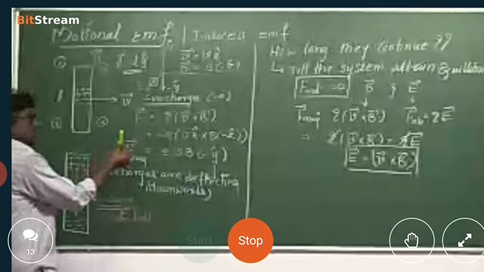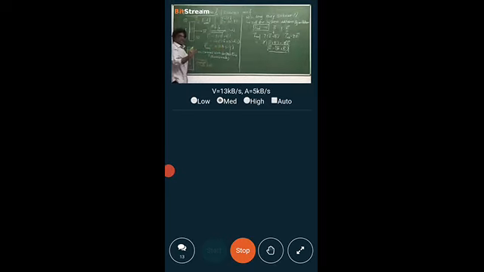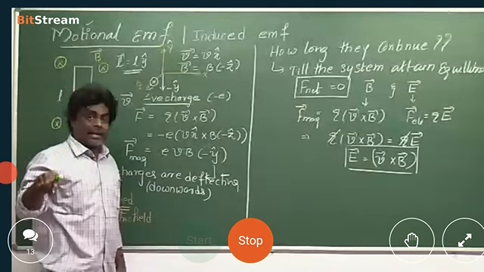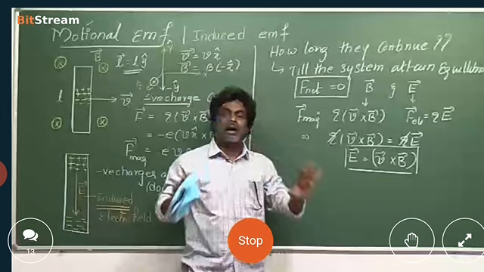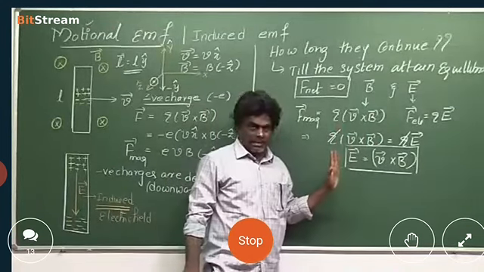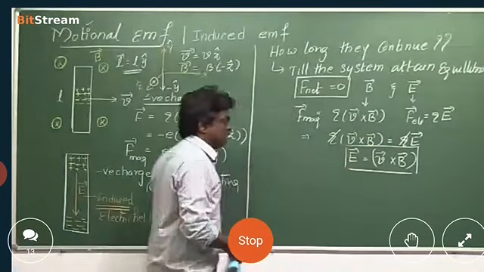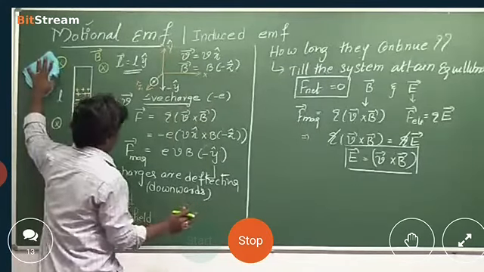So, a conductor is moving with velocity v in the presence of a magnetic field. The charges are separating. This process continues till the system attains equilibrium. What is the meaning of equilibrium? Net force is zero or force is balanced. There are two forces. One is magnetic, another is electric. So definitely the forces must be equal. Then we get electric field E equal to V bar cross B bar. Are you ready? Listen.